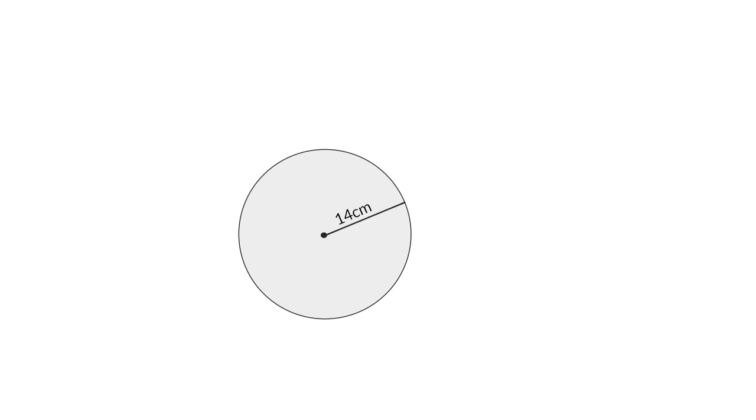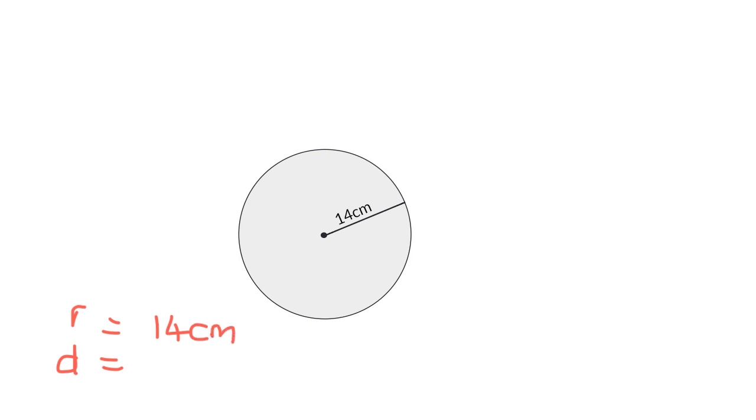In this video, we're going to be looking at finding the area of a circle. And before we start with area of a circle, we have to recognize the radius and the diameter. Now the radius goes from the center of the circle to the circumference of the circle. In this case, it's the line that we've got, which is 14 centimeters.